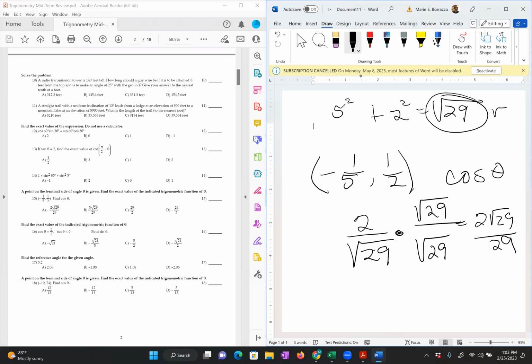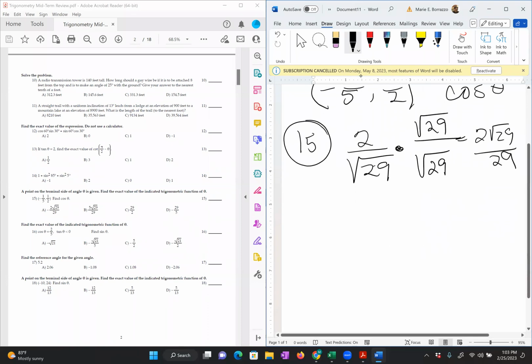On our review, I'm looking at the review, so there should be 15 for our review. And that answer should be 2 square root 29 over 29. Okay, another question here, number 16 on the actual review.